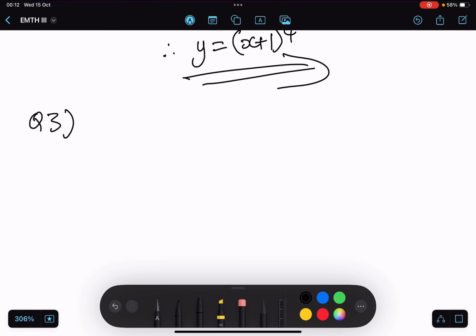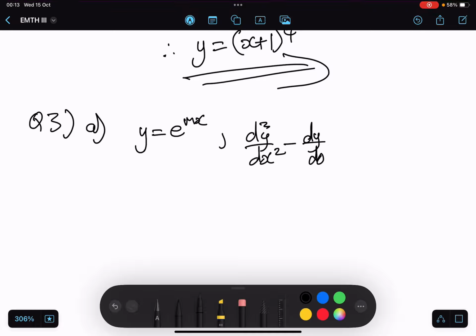Question 3a. So we are given that y is equal to e^(mx). We're given d²y/dx² minus dy/dx minus 2y is equal to 0.